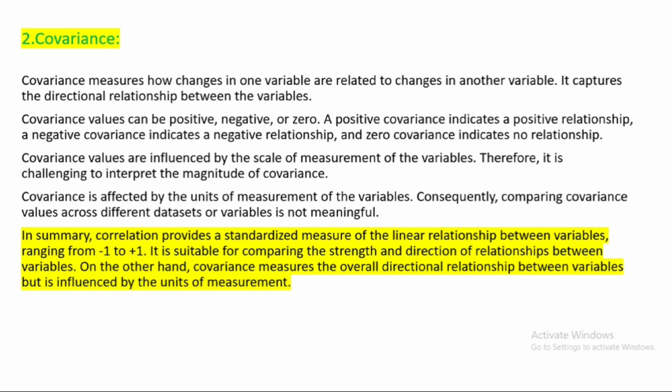In summary, correlation provides a standardized measure of the linear relationship between variables, ranging from -1 to 1. It is suitable for comparing the strength and direction of the relationship between variables. On the other hand, covariance measures the overall directional relationship between variables but is influenced by units of measurement.